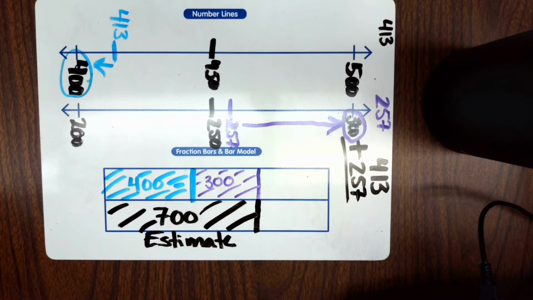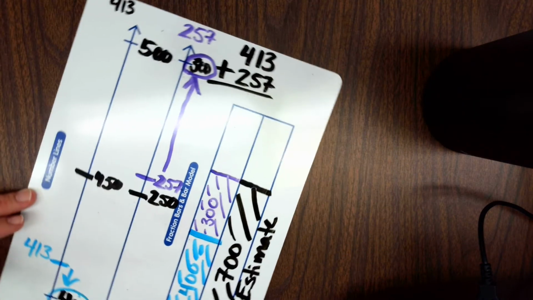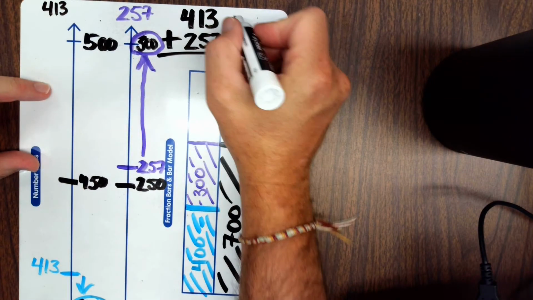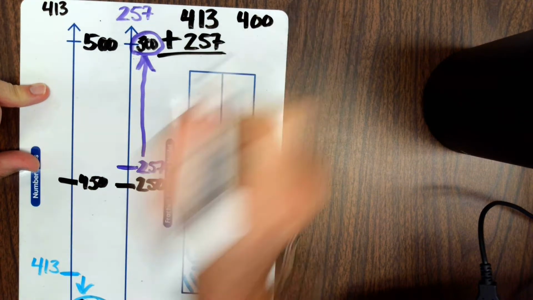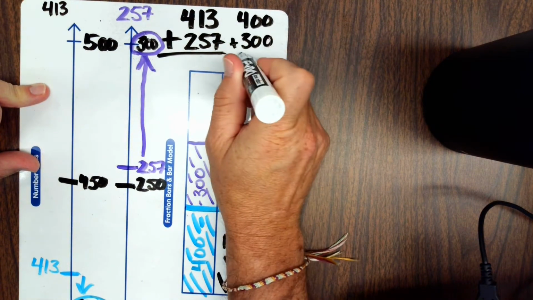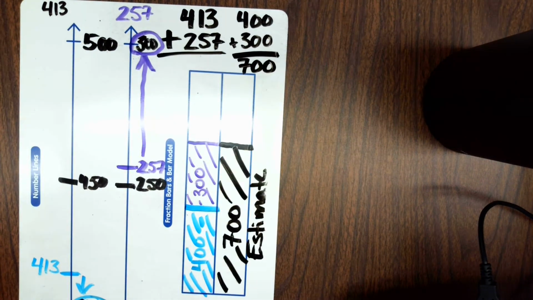for our problem. So my original estimate for 413 plus 257, I'll turn it slowly so we don't get seasick. We estimated 400 plus 300 equals 700.